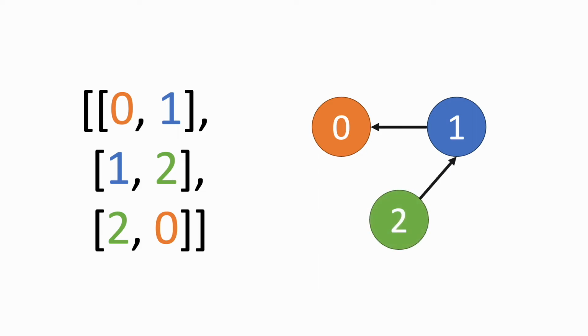Now let's look at another prerequisite list. The first pair would be expressed like this, with an edge from 1 to 0. The second pair would be an edge from 2 to 1, and the last pair would be an edge from 0 to 2. But now we have a problem.